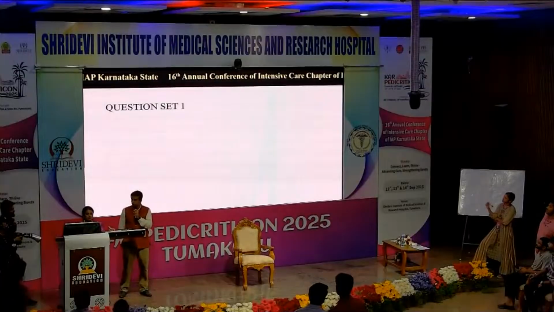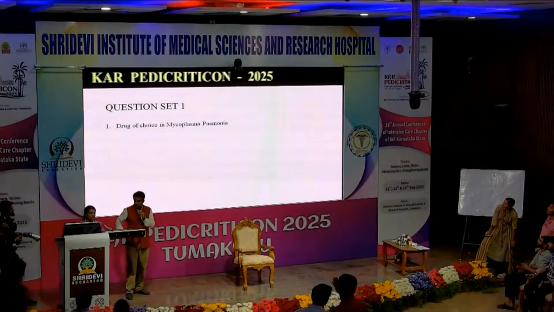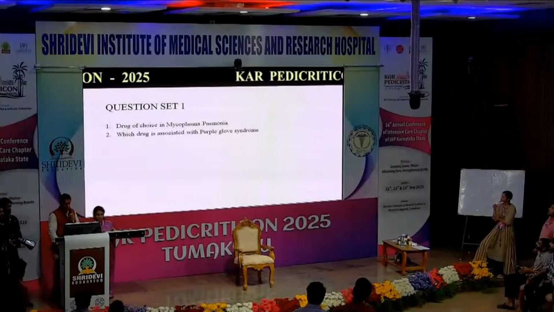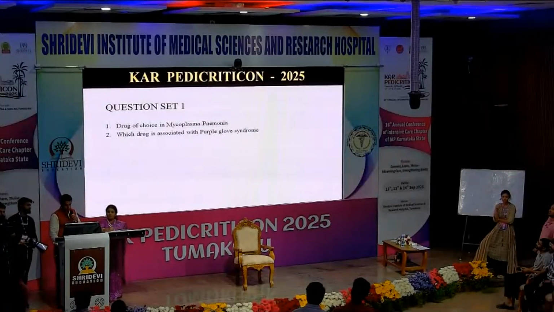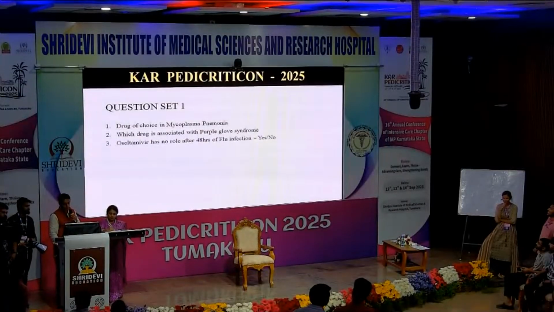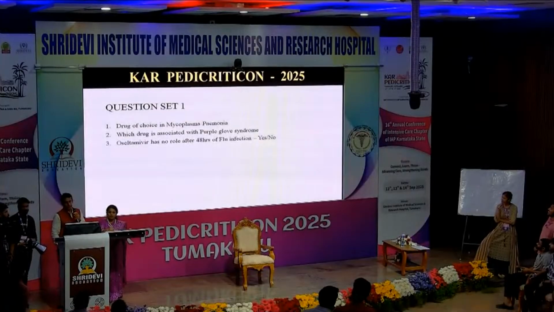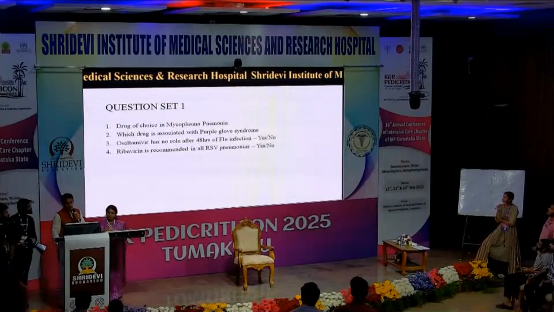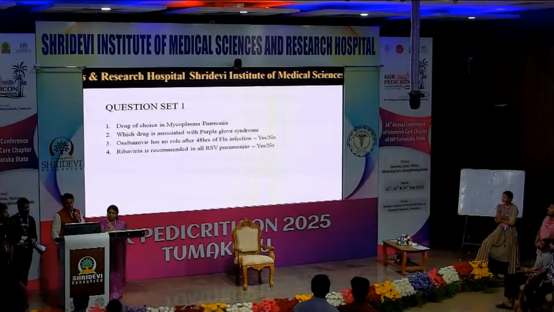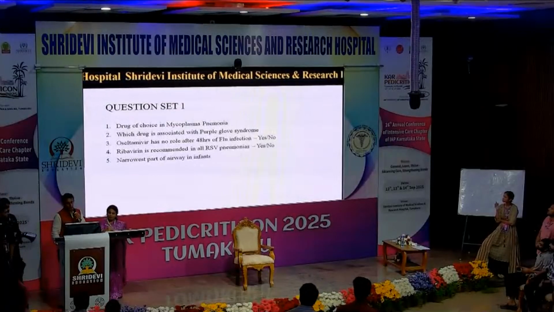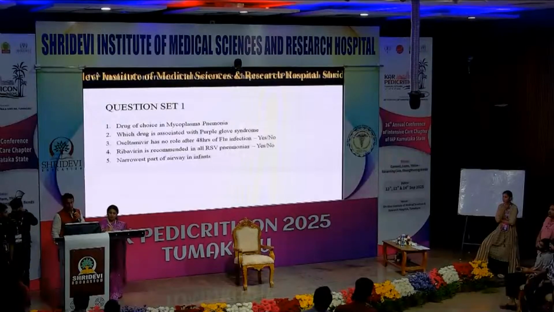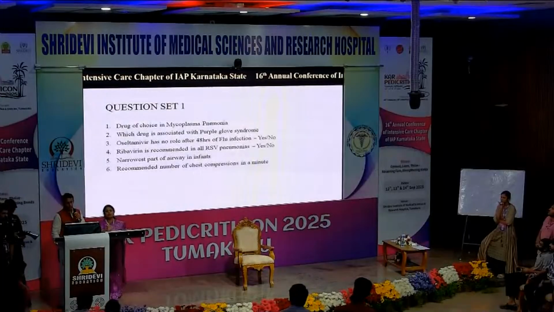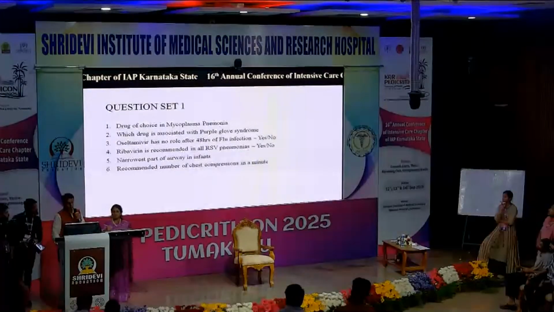Okay. Starts now. First, the drug of choice in mycoplasma pneumonia is Azithromycin. I don't know. Which drug is associated with purple glove syndrome? Pass. Oseltamivir has no role after 48 hours of flu infection. Yes, no. No. Ribavirin is recommended in all RSV pneumonias. Yes, no. No. Narrowest part of airway in infants. Subglottis. Okay. Recommended number of chest compressions in a minute. 100 to 120.